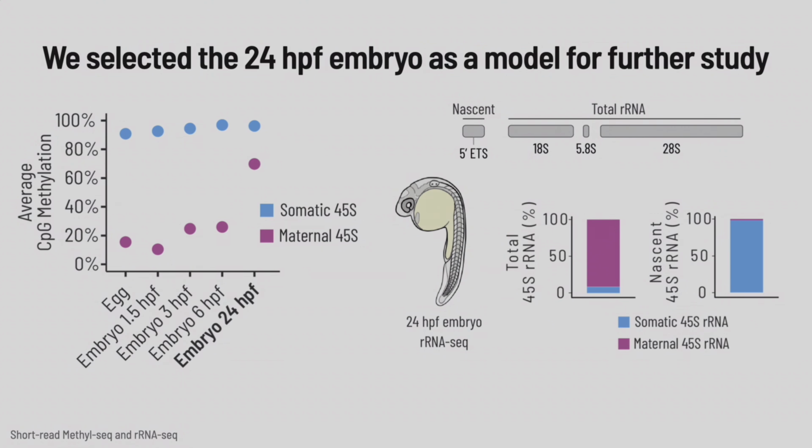We measure rRNA in 2 different ways. One is called nascent, where we're mapping reads to this spacer that will be quickly degraded after transcription. So if we see any reads mapping to the spacer, that means that it was recently transcribed. And then total rRNA, matching to the mature rRNAs, representing the pool of nascent rRNA and those RNAs incorporated into the ribosome. When we look at the total RNA, we see that at this stage the majority is still maternal, because it's really abundant in the early embryo. But when we look at nascent, what is actively being transcribed, almost 100% of it is of somatic origin.